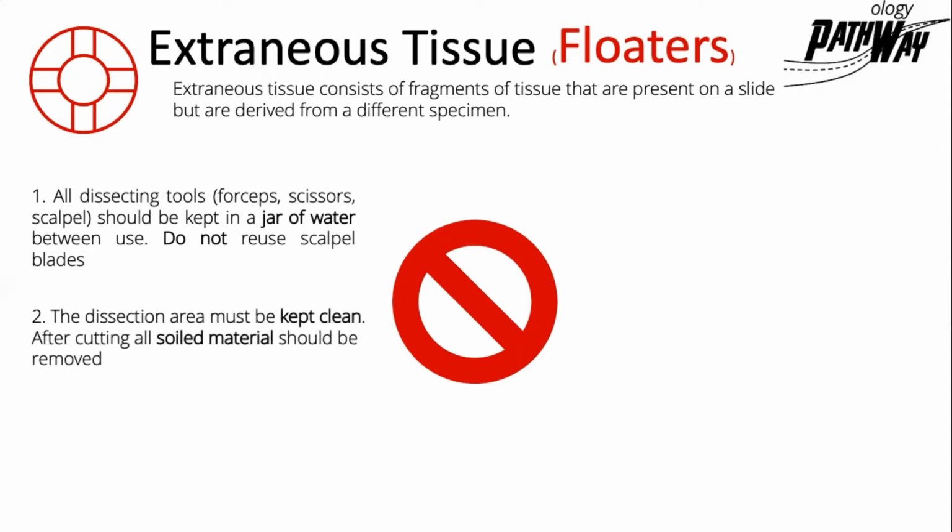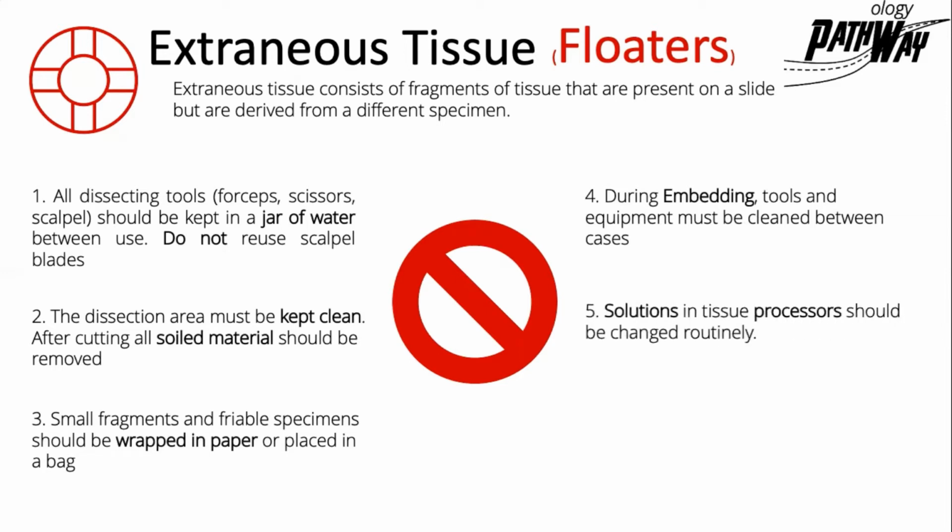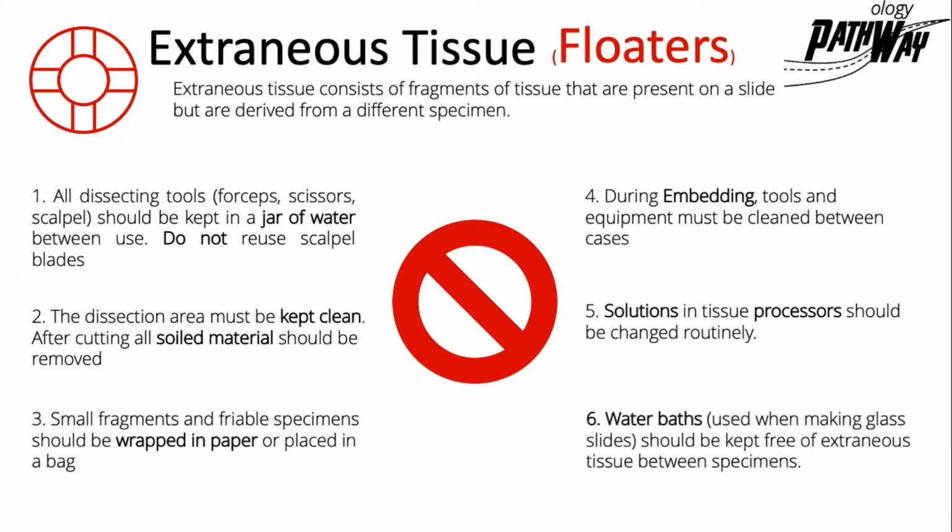Number two, the dissection area must be kept clean. After cutting, all soiled material should be removed. Number three, small fragments and friable specimens should be wrapped in paper or placed in a bag. Number four, during embedding, tools and equipment must be cleaned between cases. Number five, solutions in tissue processors should be changed routinely. Number six, water baths used when making glass slides should be kept free of extraneous tissue between specimens.